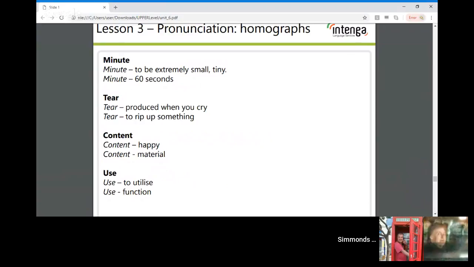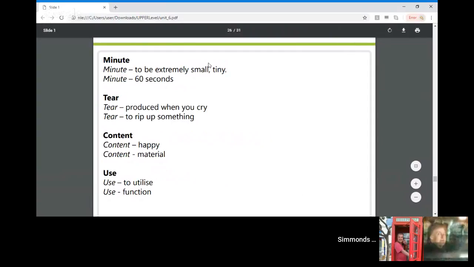Okay. Minute, to be extremely small, tiny. Minute, 60 seconds. Minute and minute. Bob, can you pronounce these? Minute, minute. Good.